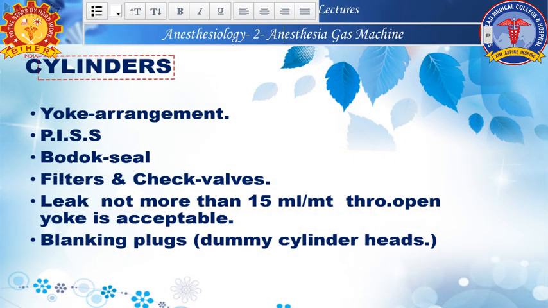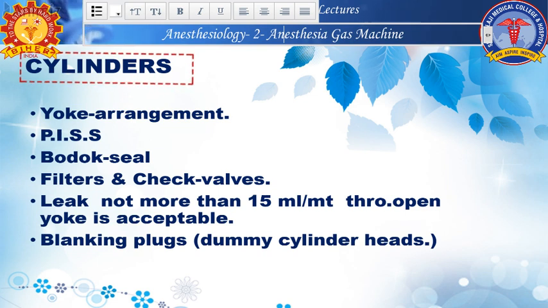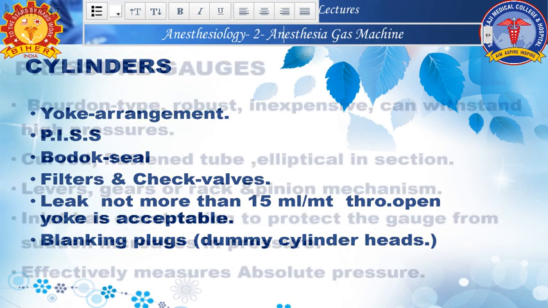So coming to the cylinders, they have the yoke arrangement. The common safety features are the pin index safety system, PISS we call it, the Bodok seal, and then filters and check valves. Ultimately, the leak should not be more than 15 ml per minute through the open yoke. And then the dummy cylinder heads.